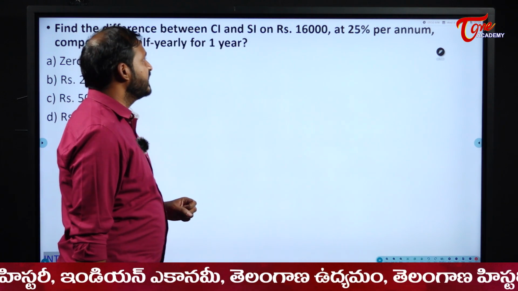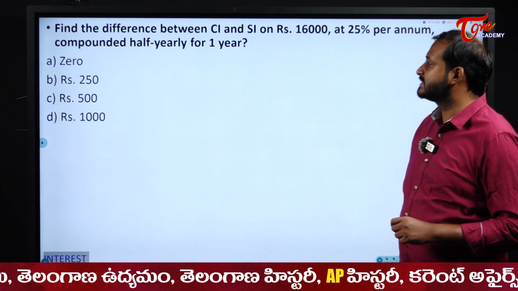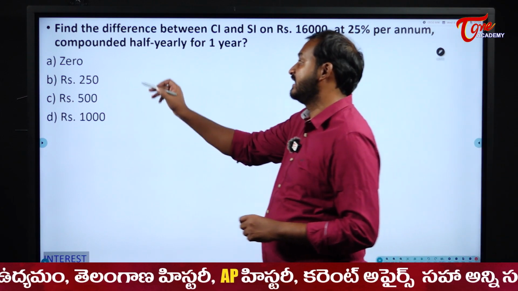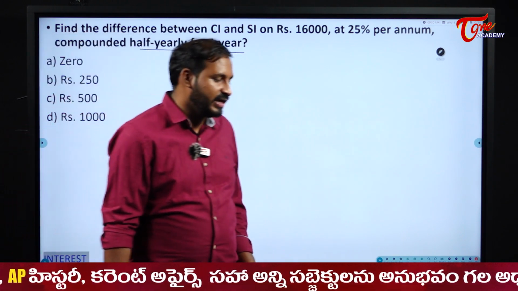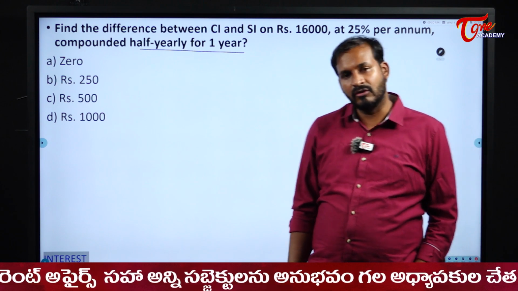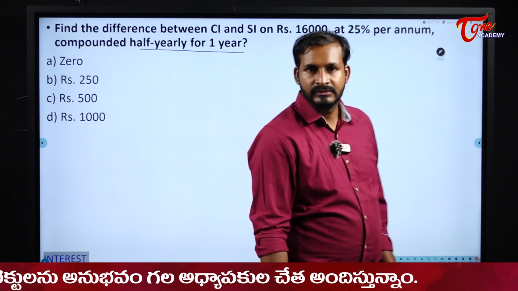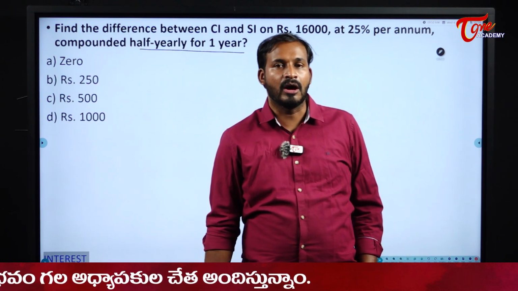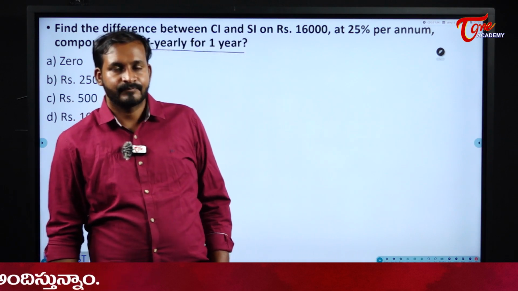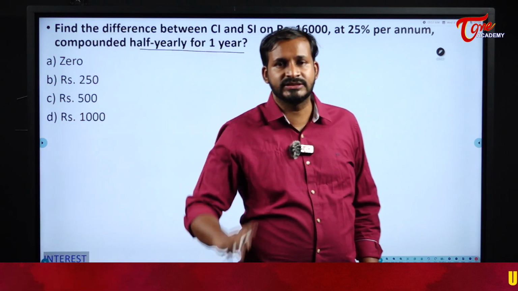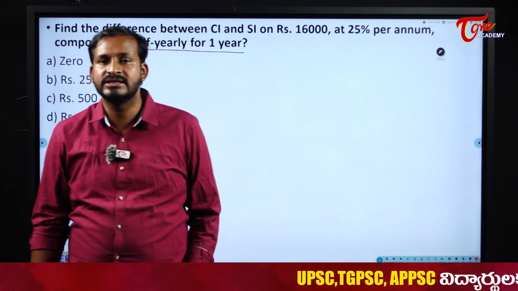Find the difference between CI and SI on rupees 16,000 at 25% per annum, compounded half yearly for 1 year. See here, students, compounded half yearly for 1 year. Now, we know what happens if we compound half yearly. Rate of interest will become half. We have seen already while discussing the compound interest concept. What happens to the time slots? Time slots will be doubled. Why? Because 1 year contains 2 half years.